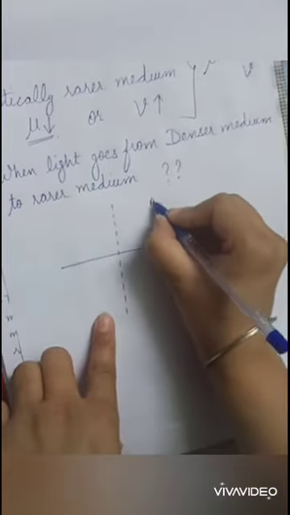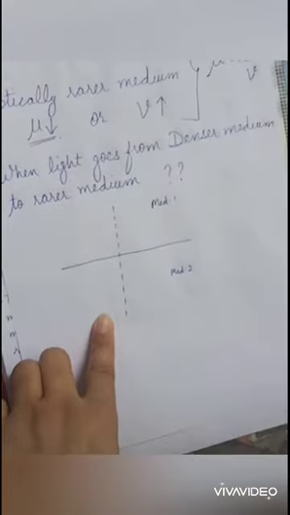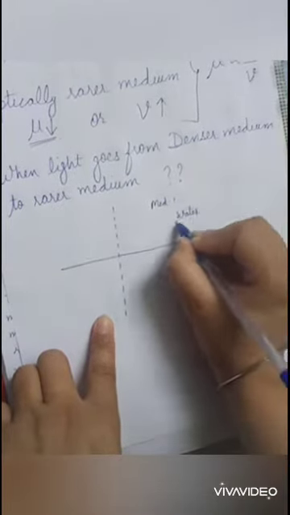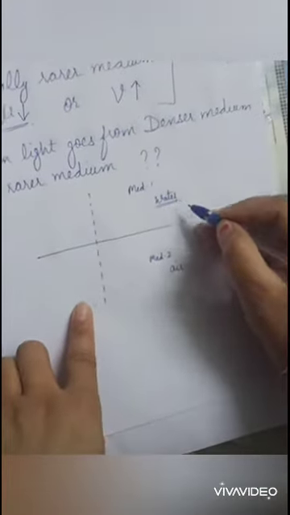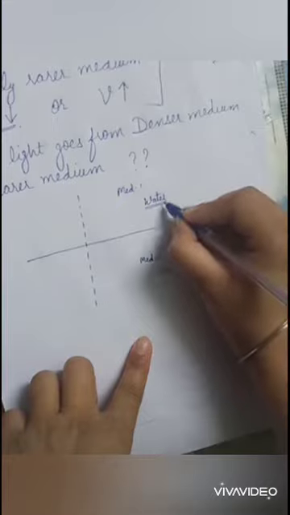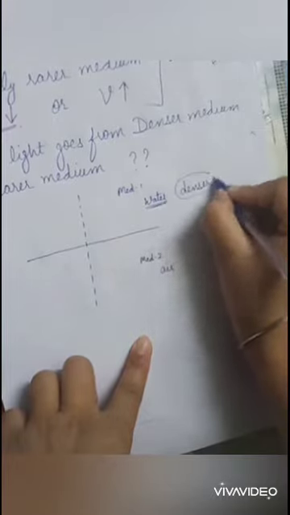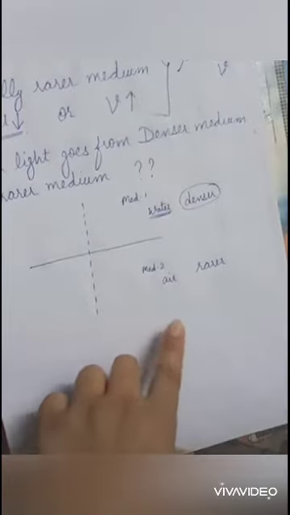This is normal, this is medium first, and this is medium second. Now suppose this first medium is water and second medium is air, then that medium is denser and this medium is rarer. Can you tell me why?